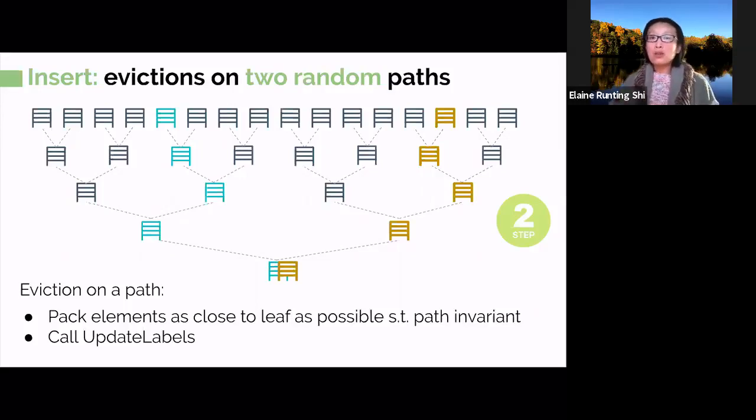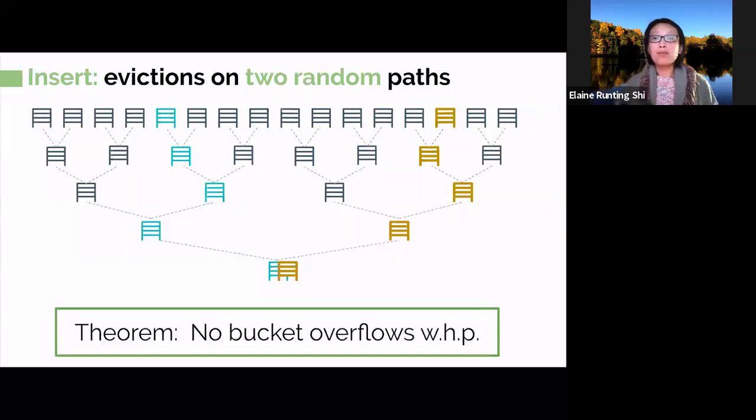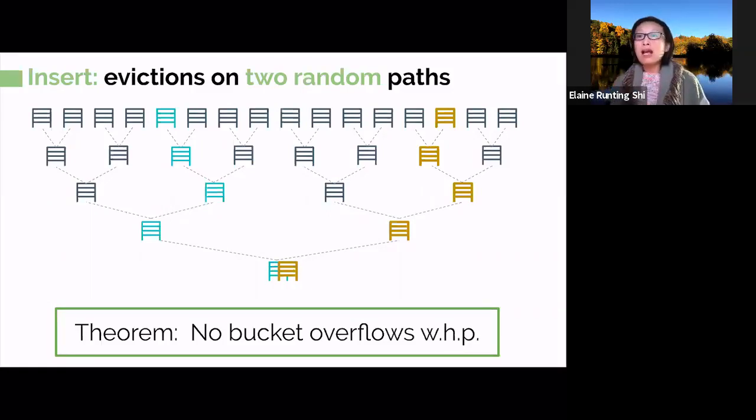Next I will call the update labels operation defined earlier to recompute the subtree mean labels on the eviction path. We prove in our paper that with this eviction process, no bucket will overflow with extremely high probability. I won't do the proof here. More importantly, by tuning the root bucket size, we can make the failure probability as small as the probability of breaking encryption.